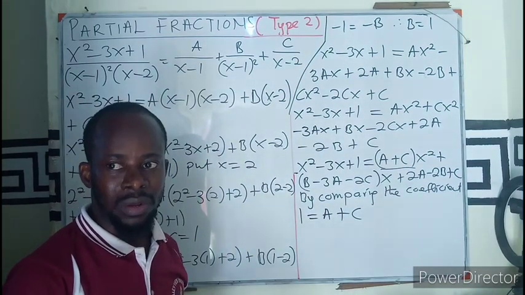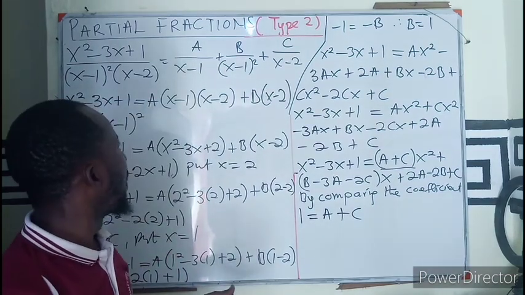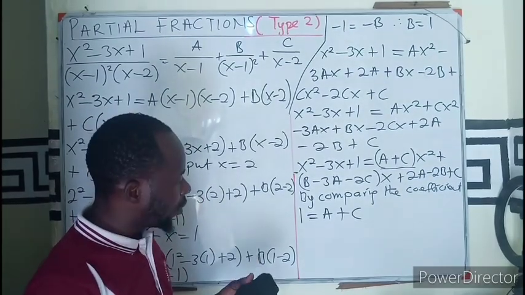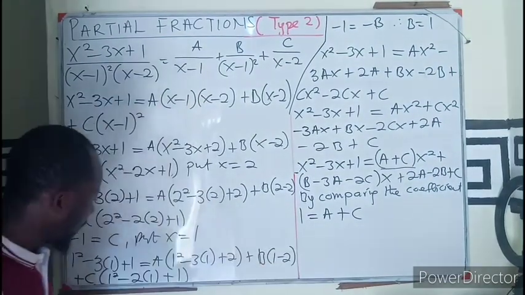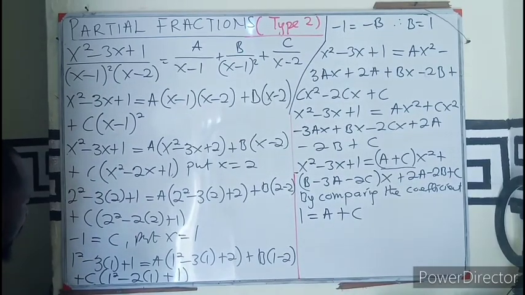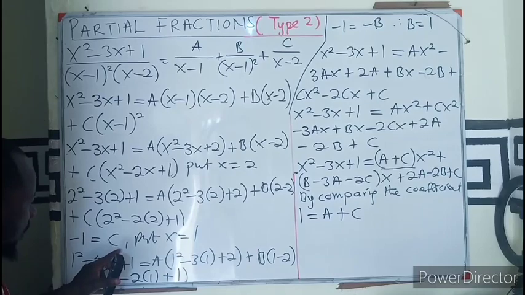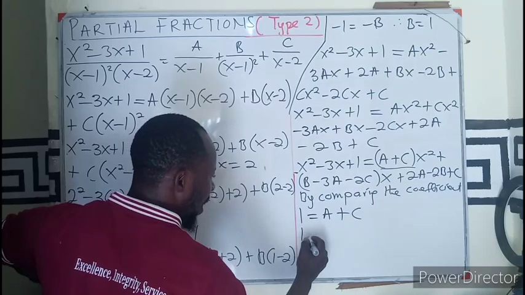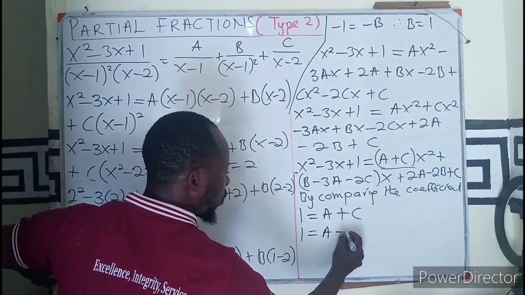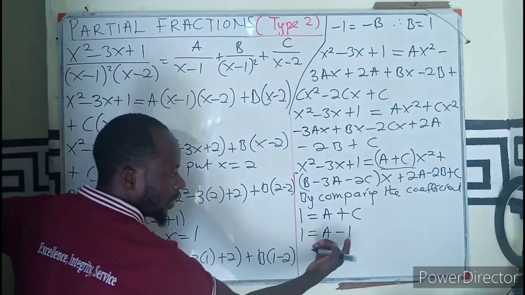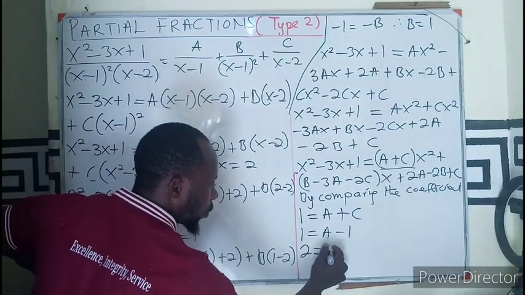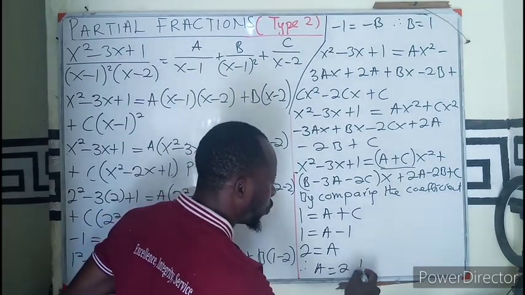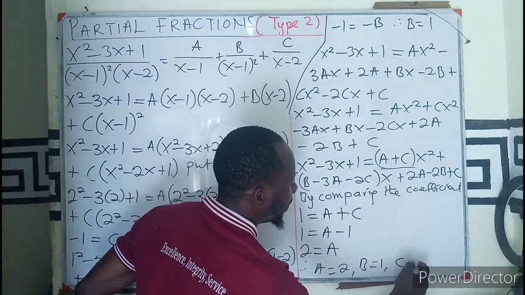But I'm only looking for the first one because I know the value of A and that of what? B. So what do I do from here? Remember that we already know the value of what? C, right? We know the value of C as negative 1. So in place of C, we have 1 equals to A minus 1. So this is coming here to become 2 equals to A. Meaning our value of A is going to be 2, B equals to 1, and C equals to minus 1.